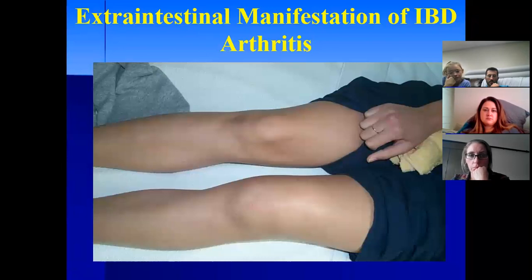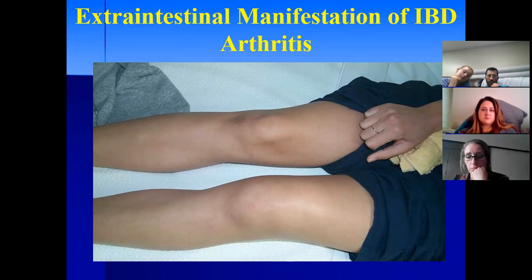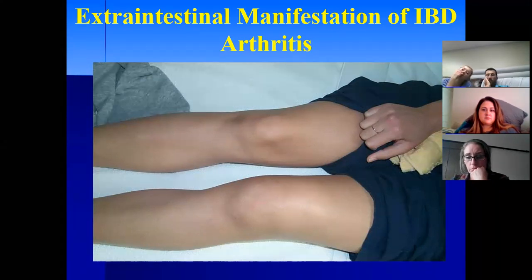And here's Stacy, the same girl who had the uveitis, the eye problem. See, she's holding her little cloth there because she had it over her eyes because she has photophobia, or she doesn't like the light getting in her eyes. At the same time she had uveitis or eye problems, she also had a tender, swollen left knee.